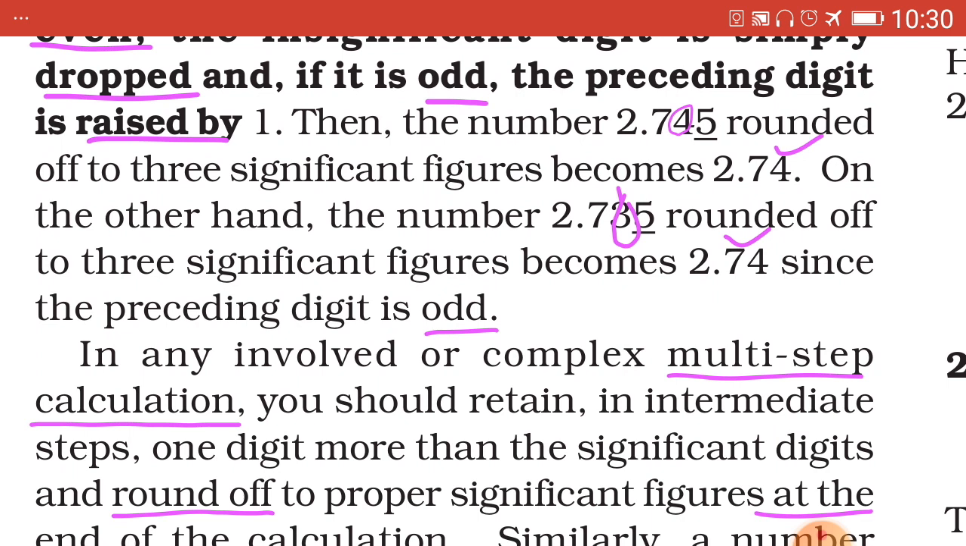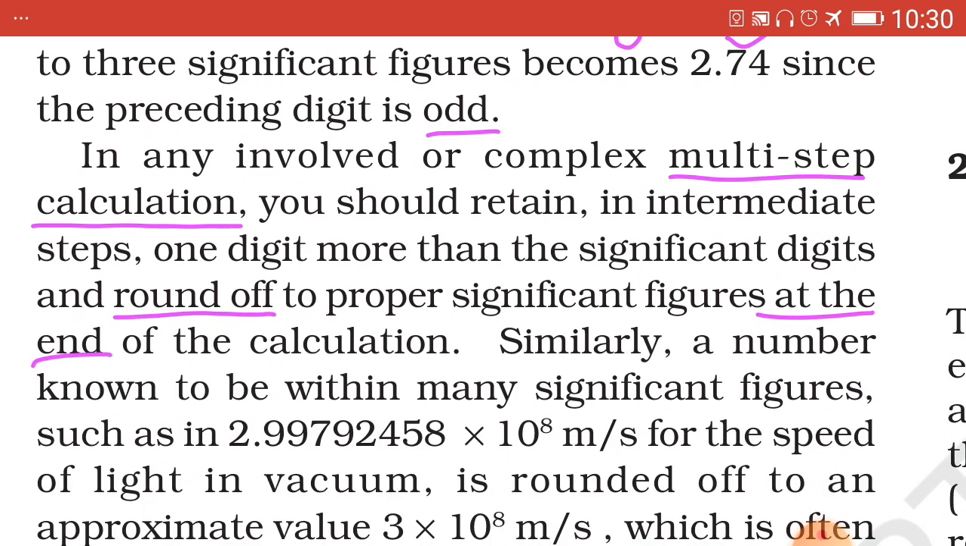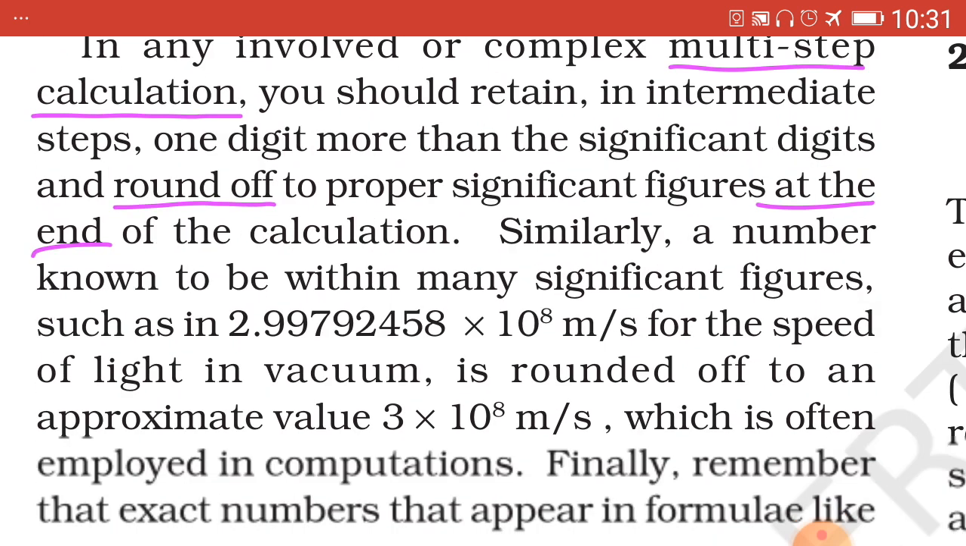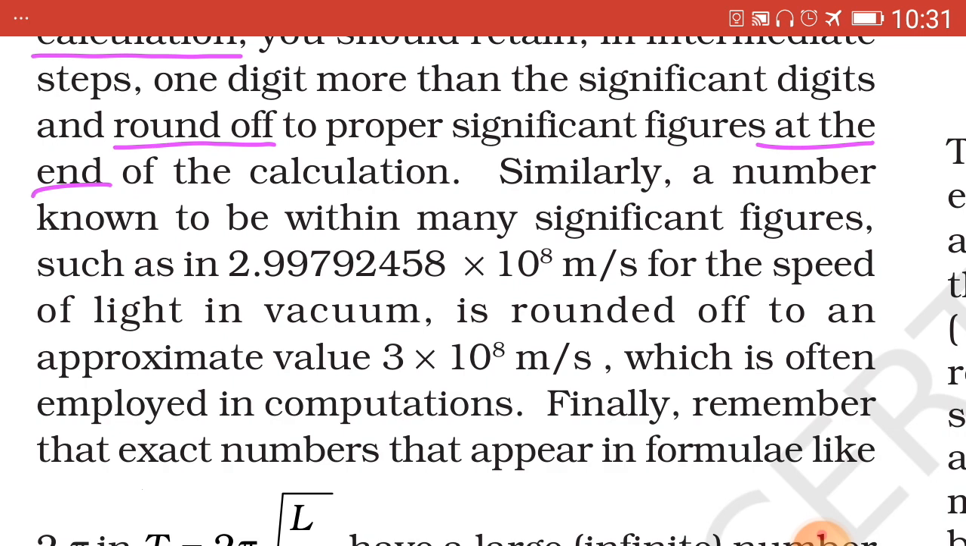Last one, in complex multi-step calculation, we should retain in intermediate steps one digit more than the significant digits, and round off to proper significant figures at the end. You have to round off only at the end of the calculation, not in the intermediate steps, not in the middle. In the final answer only you should round off, at the end of the calculation.